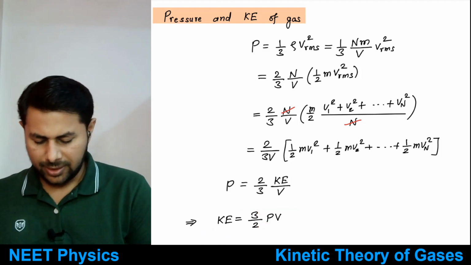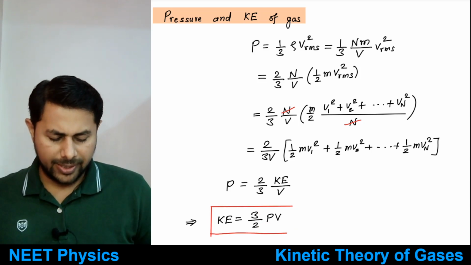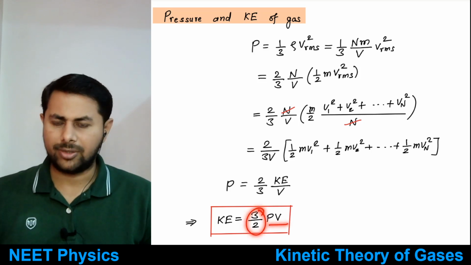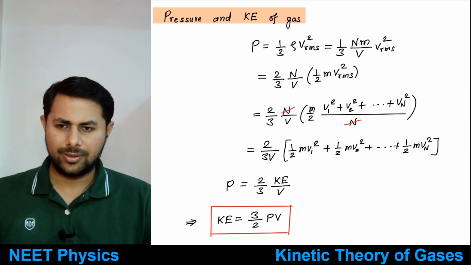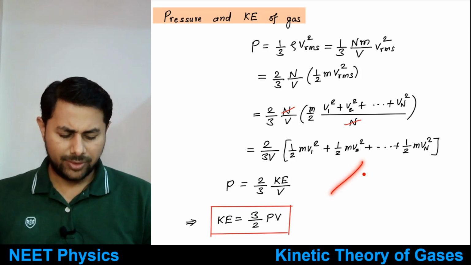Is this thing clear, everyone? The kinetic energy of a gas is equal to what? 3 by 2 times pressure into volume. Is the formula clear? All right, so this is how it comes.